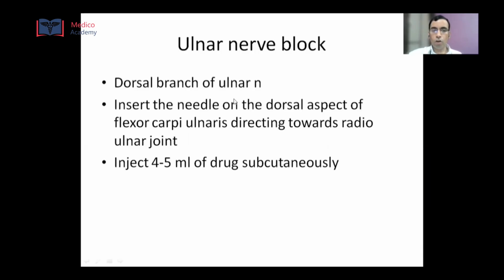For blocking the dorsal branch of the ulnar nerve, the needle is inserted on the dorsal aspect of flexor carpi ulnaris muscle, directing it towards the radioulnar joint. 4 to 5 ml of drug is injected subcutaneously in this plane.